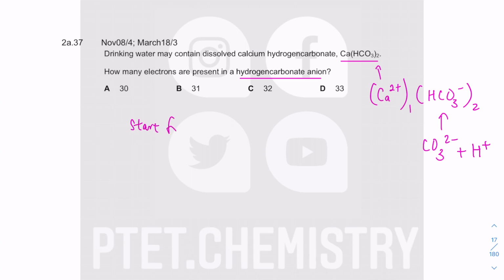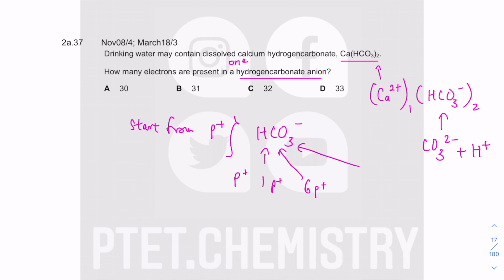Start from proton number. When you have HCO3 minus, you definitely know that the minus means 1. In one of these anions, how many electrons are there? We're going to start with the protons. Hydrogen has only 1 proton. Carbon has 6 protons. You have 3 oxygen.